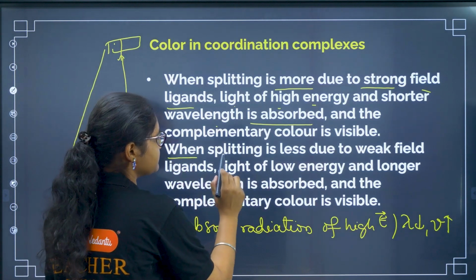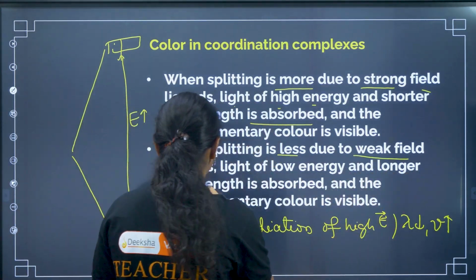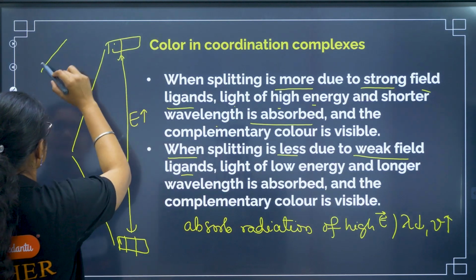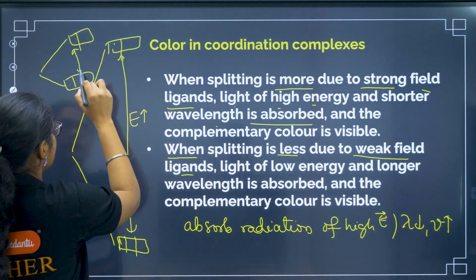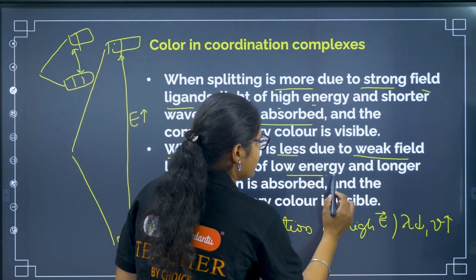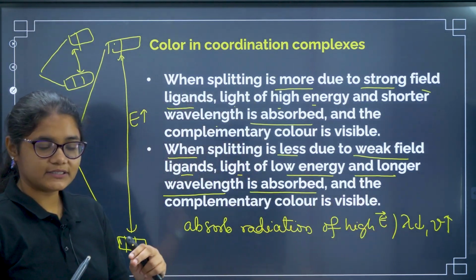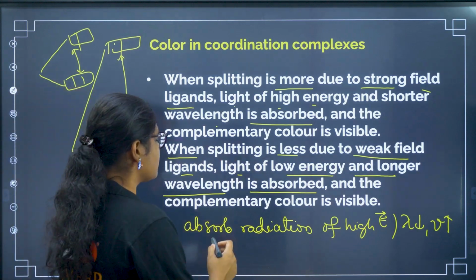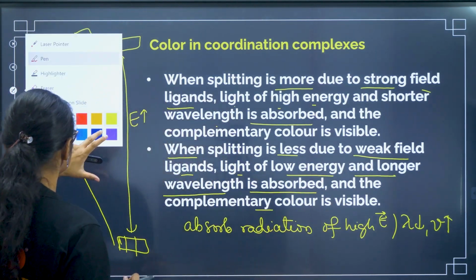Now next one, when the splitting is less, if we have weak field ligand, okay, then that means the energy gap is very small. So the light of low energy and longer wavelength is absorbed. Okay, so low energy means longer wavelength and the complementary color is visible. So what is this complementary color?